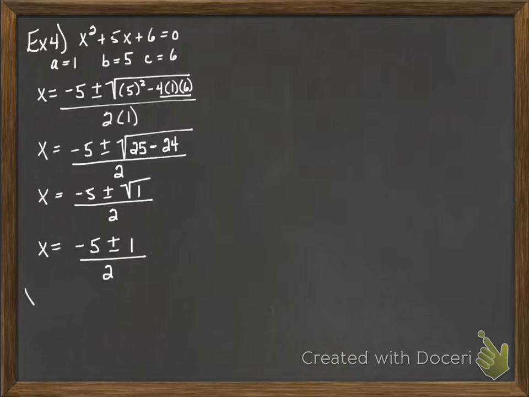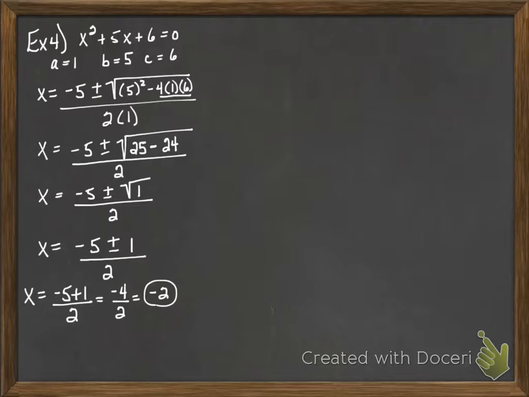All right, last step. Now, I'm going to get 2 answers here because my formula says I've got to do negative 5 plus 1 divided by 2. That's going to give me one answer. So what's negative 5 plus 1? Negative 4. And negative 4 divided by 2 is? Negative 2. So that's how I get one of my answers, by doing the plus 1.